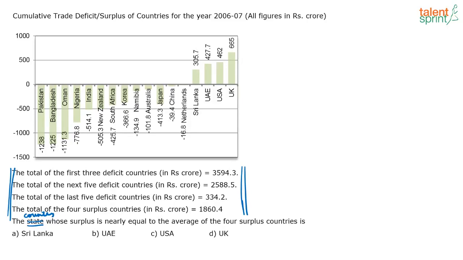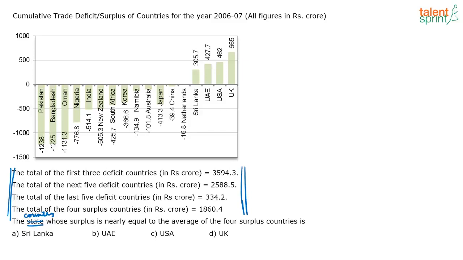See, in this question, as I said, what are they asking you? They are asking you the country whose surplus is nearly equal to the average of the 4 surplus countries. So, which are the countries which have trade surplus? You have Sri Lanka, UAE, USA and UK. Now, if you find the average of the trade surplus of these 4 countries, the value that you get, it is close to which country's surplus value? That is what they are asking.